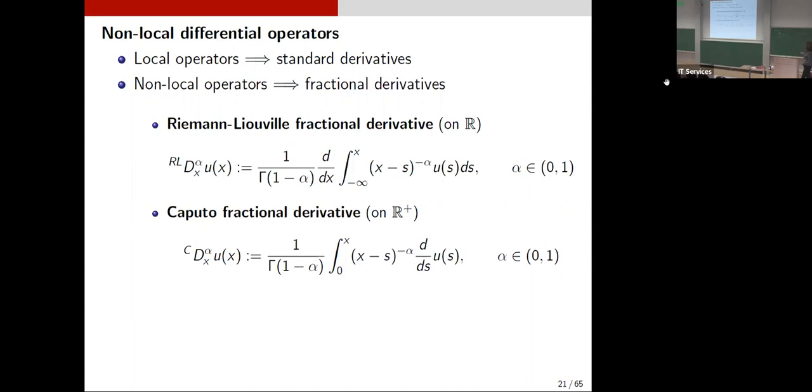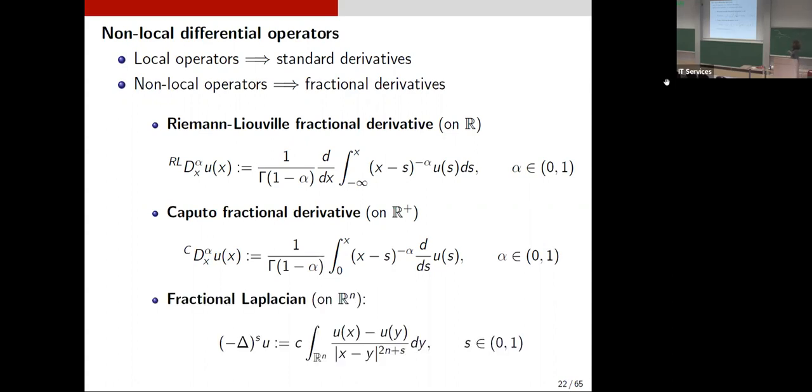So as you can see, both are convolution type operators. So they are no more local operators as the first order derivatives, but they are defined by means of integrals with a certain kernel. Of course, we should give some conditions on u, but I will not go into details too much.